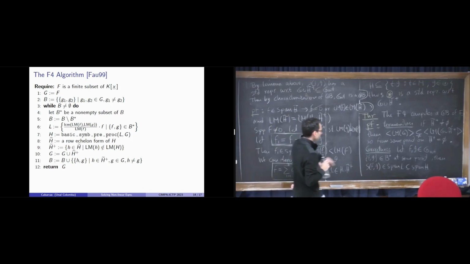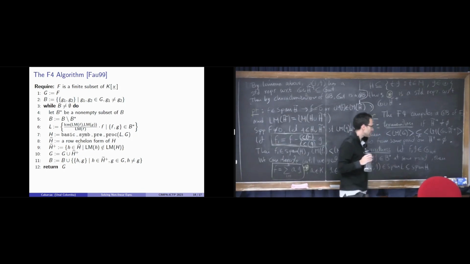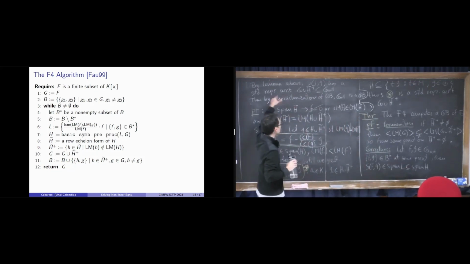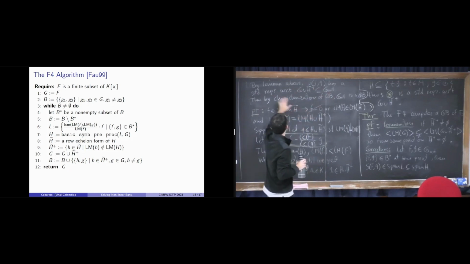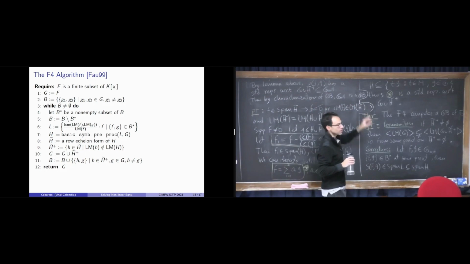So we take two elements, f and g, out. That pair had to be considered at some point. The S-polynomial is in the span of L, which is contained in the span of H tilde. And then by the previous lemma, that S-polynomial has a standard representation with respect to G union H tilde plus at that point. And those are all included in G out. And then by the characterization of the Groebner basis, G out is a Groebner basis.